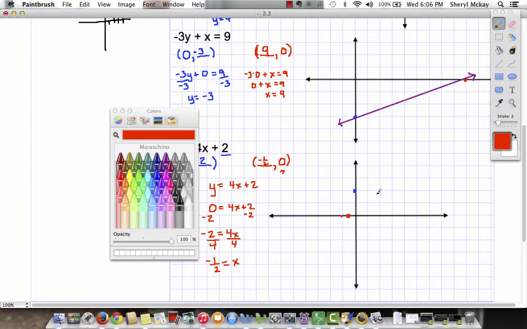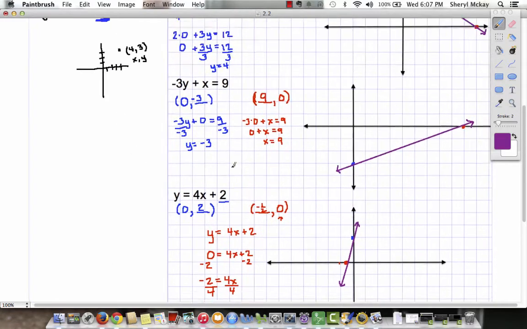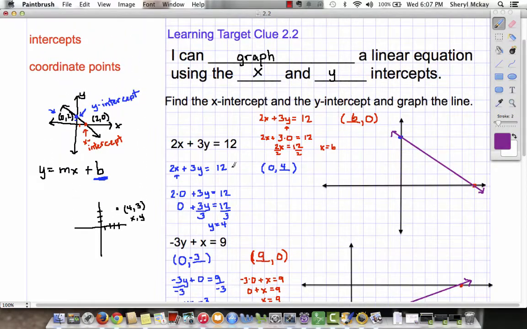And the last thing we can do is connect our two dots. Sorry, it's a little crazy. And put our little arrows on the end. And we have just graphed this line. All right? So that is graphing a line using the x and y-intercepts.